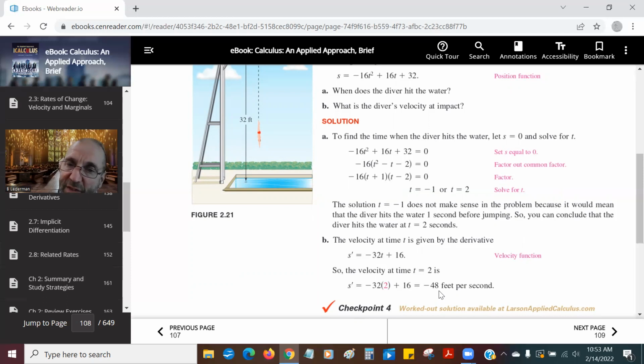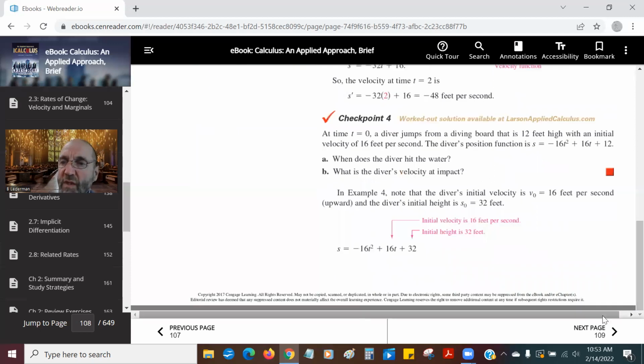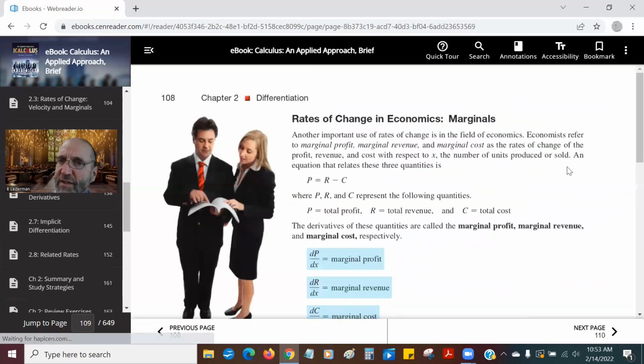So his speed is 48 feet per second. His velocity is negative 48 feet per second, because velocity is basically speed factoring in direction, speed and direction. Oh, that's scary. Wow, that's hitting the water pretty fast.